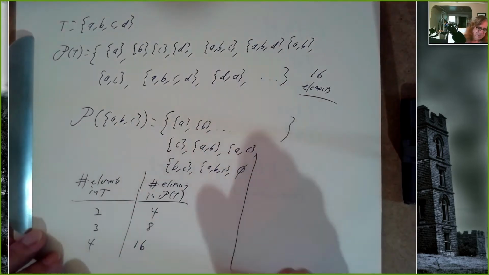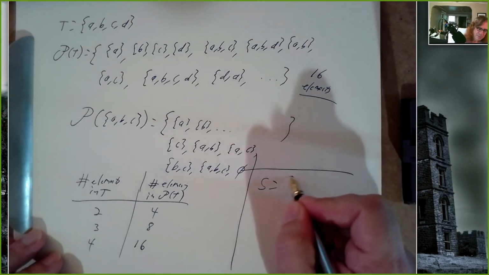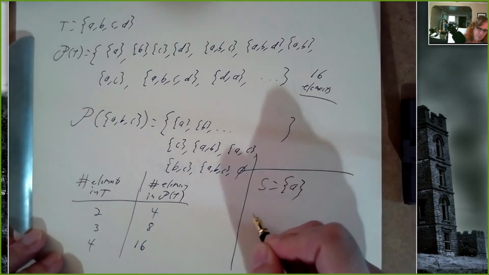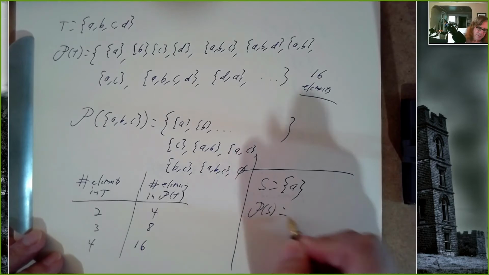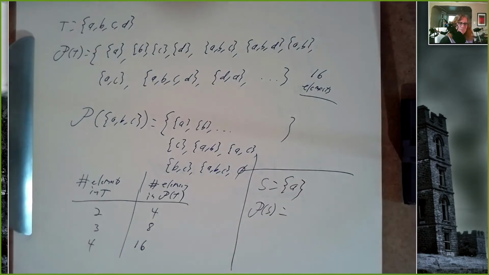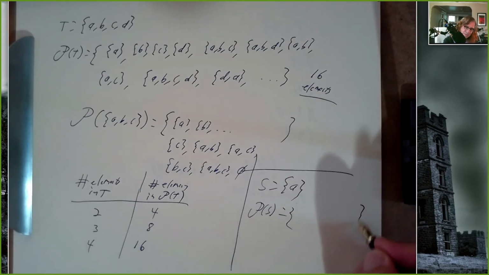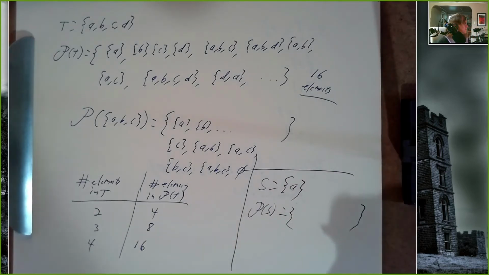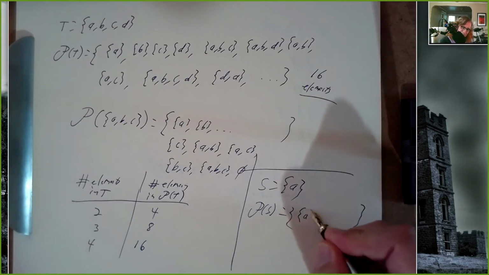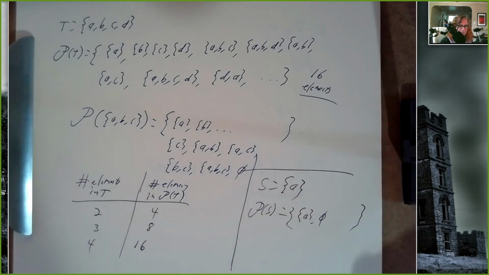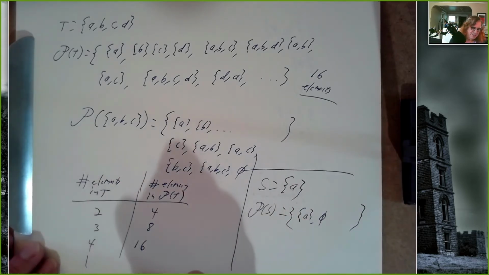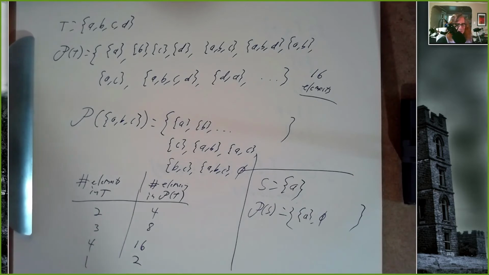What about a singleton set? Suppose S is the set just containing one element A. What are all the subsets of S? A and the empty set. Yeah, so the set consisting of A and the empty set. So if you have one element in T, you have 2 elements in its power set.